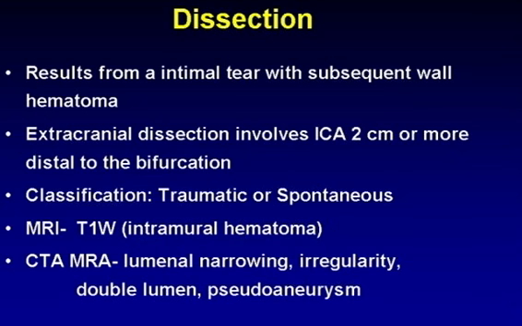So it can either be traumatic or spontaneous. On T1 weighted imaging, you'll see that little crescent of intramural hematoma. On CTA, which I think is probably going to be a better test for dissection, you'll see some luminal narrowing, irregularity, and because this is probably more of a true angiographic technique, you'll probably see the double lumen sign more readily on a CTA than on a time of flight MRA. And then you'll see pseudoaneurysms as well.